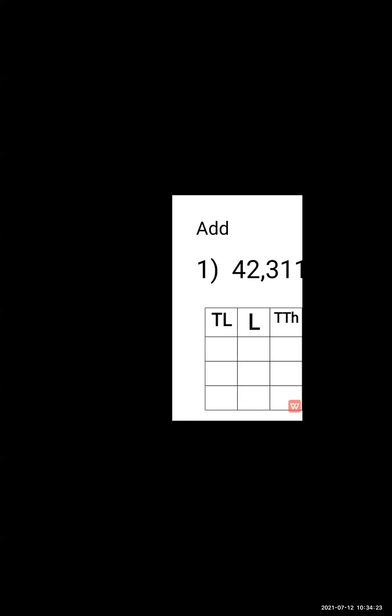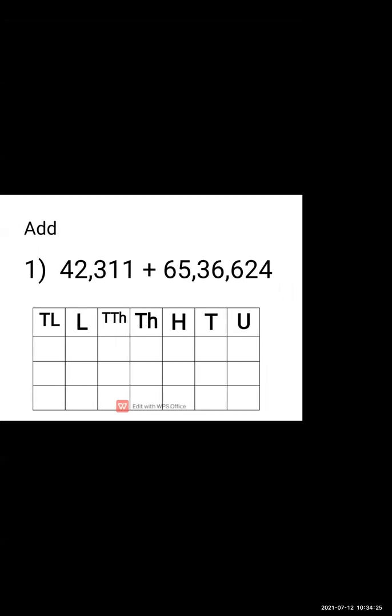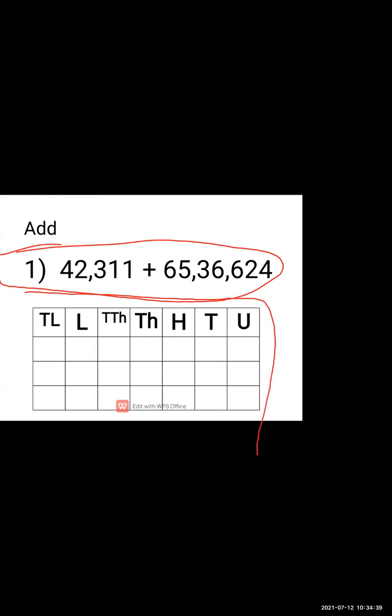In this way, you will see the questions in your textbook. That is page number 11. Like this, you have to make a column for every question and solve it. Okay. How? See.